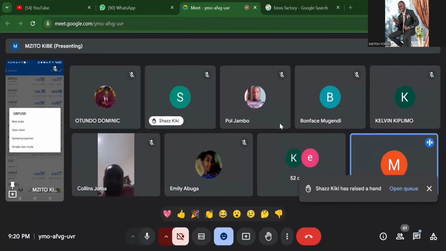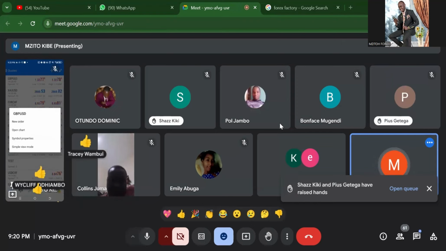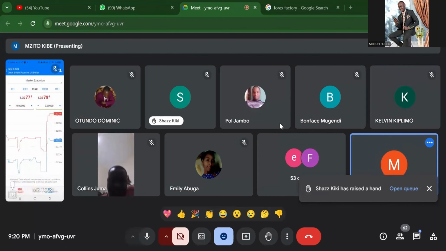So on this place, now we go to the new order. How many are seeing new order? Yes. We click new order. Once we click new order, what is the next thing? Kindly confirm on the chat. After new order, those who were in class yesterday, what is the next thing before we place a trade? Type down there on the chat.